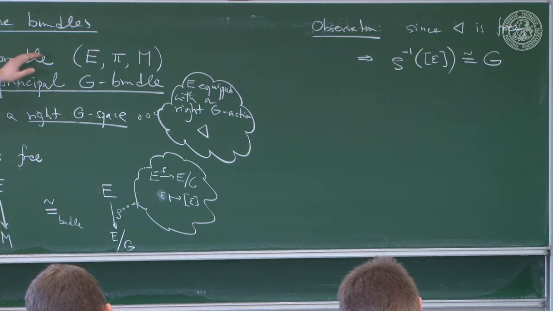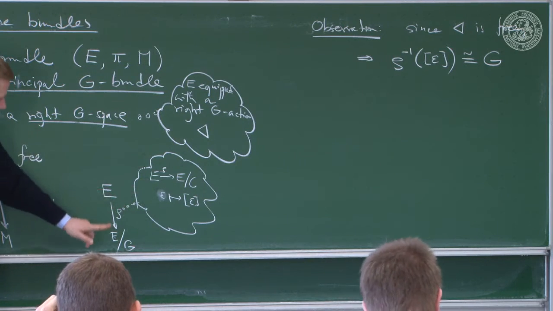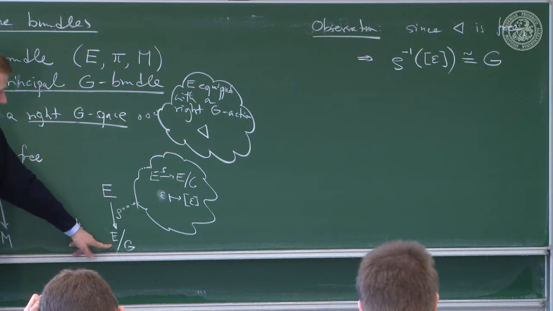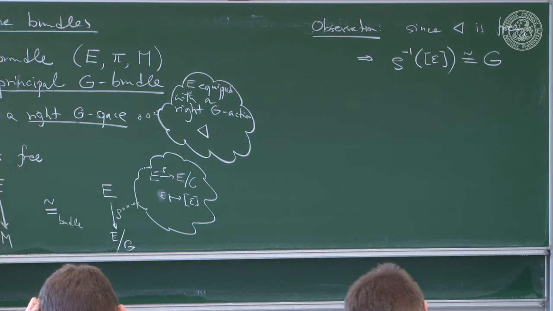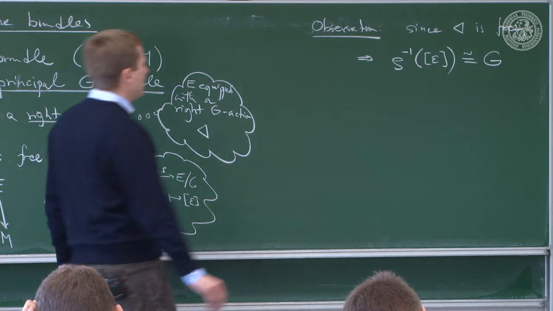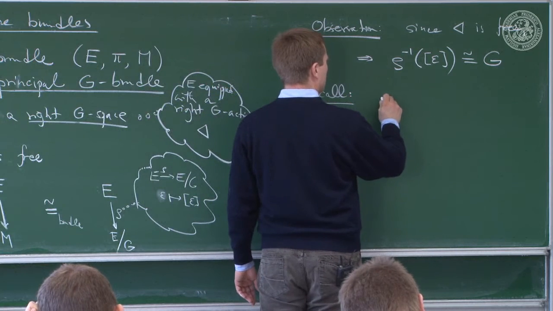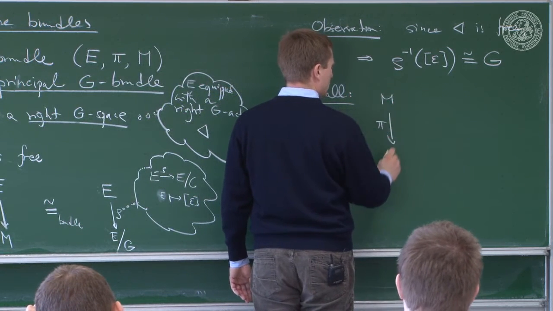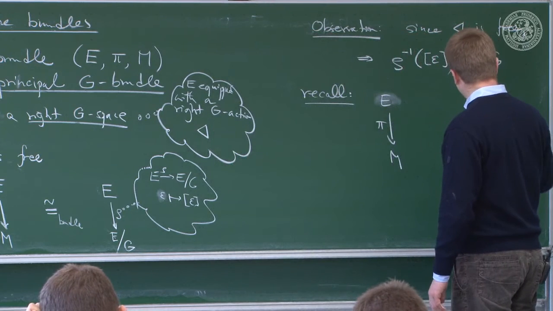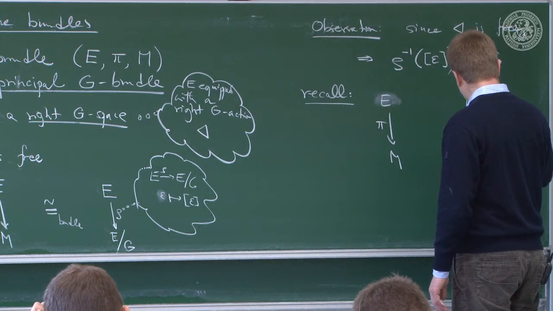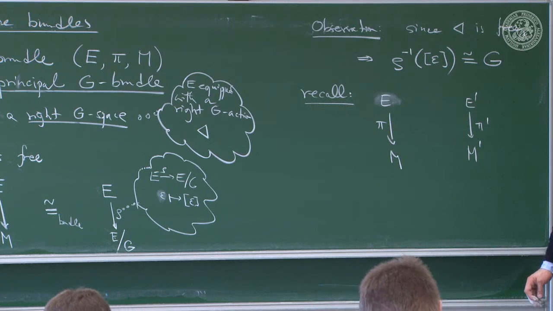So again, a bundle E, pi, M is a principal G bundle if I know of an action on this E, I go down to the orbit space, the space of orbits, by this canonical projection map, and if as bundles they're isomorphic. So maybe I should recall, what was the definition for a bundle E, pi, M and another bundle E prime, pi prime, M prime? When were they isomorphic? What was the definition?